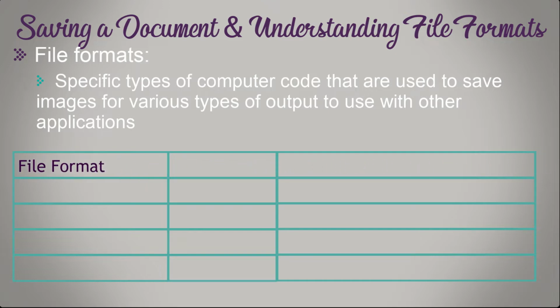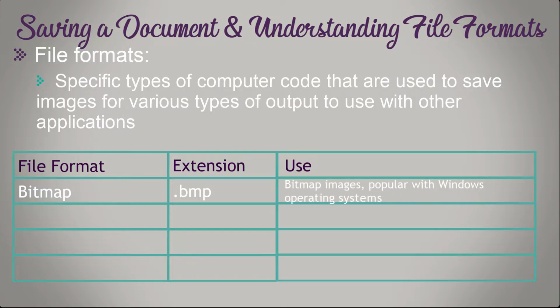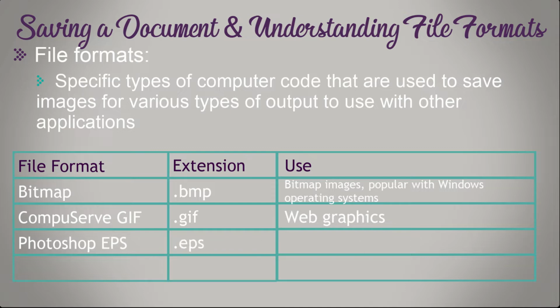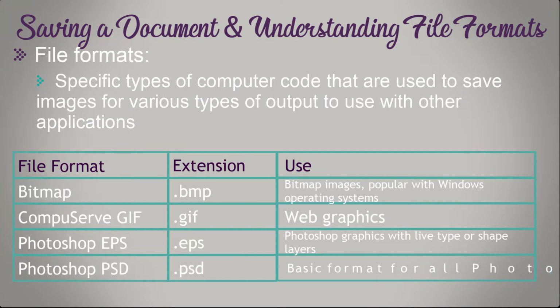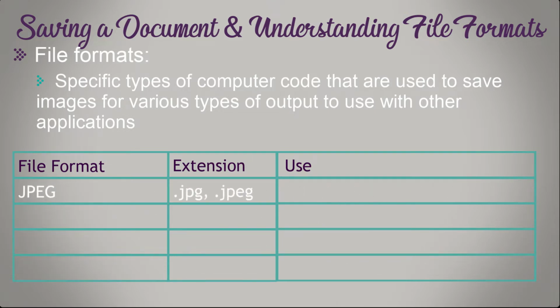File formats, extensions, and their use. Bitmap, or .bmp, are bitmap images popular with Windows operating systems. CompuServe GIF, or .gif, are web graphics. Photoshop EPS, or .eps, are Photoshop graphics with live type or shape layers. Photoshop PSD, .psd, basic format for all Photoshop documents. JPEG, .jpg, or .jpeg, web graphics, or images to be emailed.